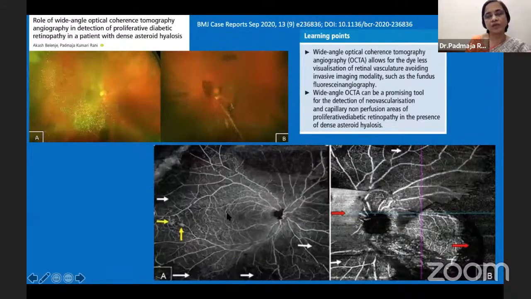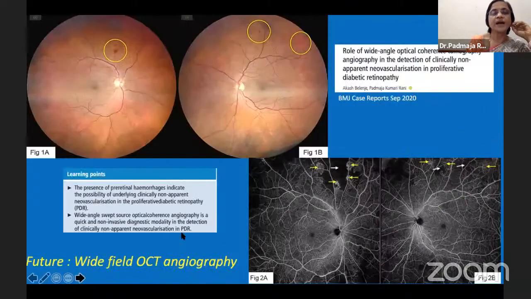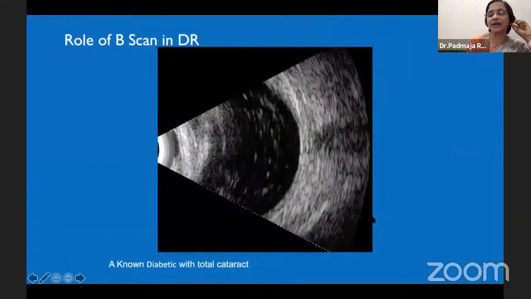So the initial limitation OCTA had was the limited fields, like 3 by 3 mm or 12 by 12 mm, but now we have a wide-angle OCTA, which helps us detect the lesions much more clearly. For example, this patient came with this wide-field fundus photograph, which we do in the retina clinic, where the patient has only a preretinal hemorrhage here. And when you did a wide-angle OCTA, you could see the new vessels very clearly and determine the grade of the classification.